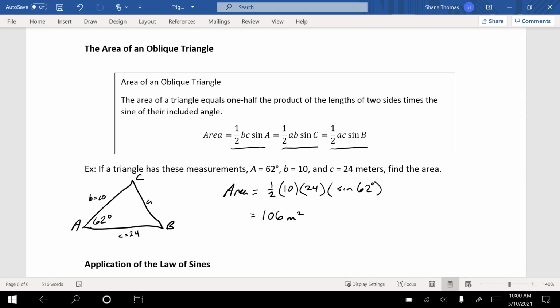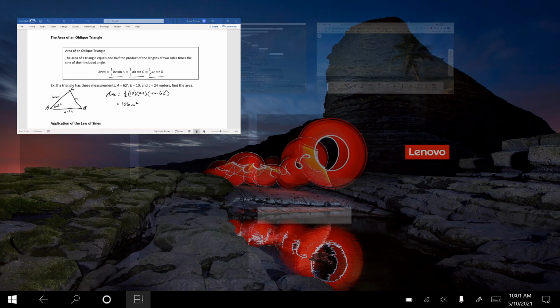Questions? So for this, for the area, you have to have something of each letter. Okay? If you got little b and c, you need big A. If you got little a and b, you need big C. All right? Questions, anybody? All right.